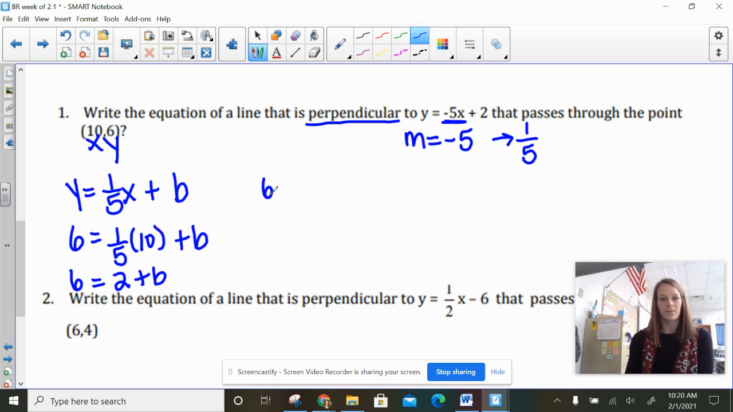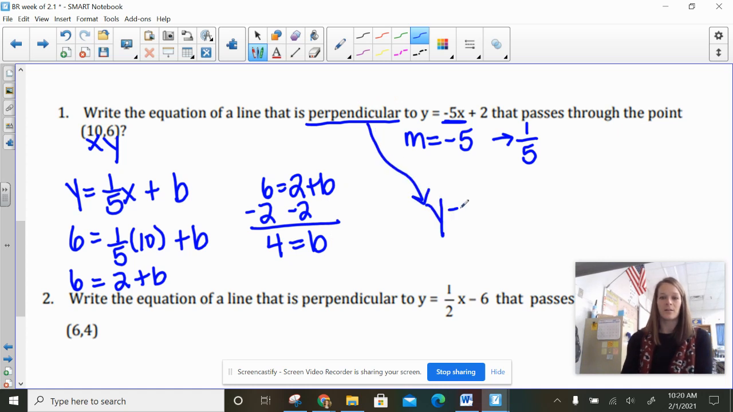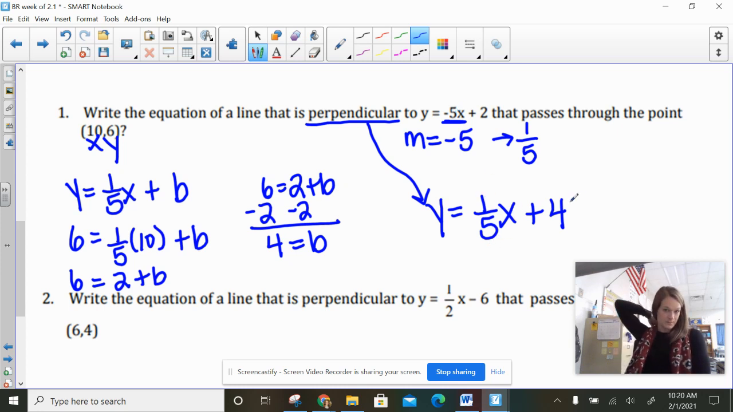I'll write that right here as well. So now I got to subtract 2 from both sides. And that is my y-intercept. Okay, so my perpendicular equation will be 1/5 x plus 4. So repeating this step, opposite, negative to positive, and you flip it, 5/1 turns into 1/5, and the new y-intercept.